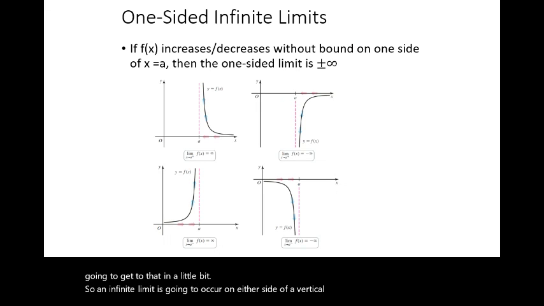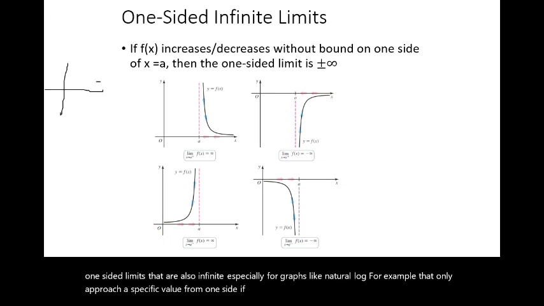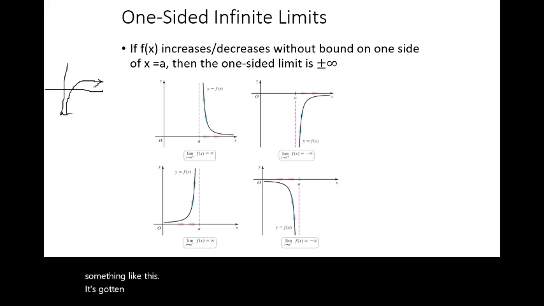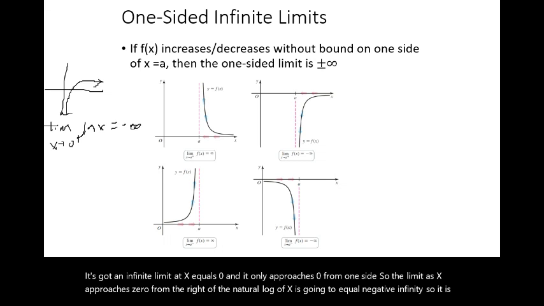Now you can have one-sided limits that are also infinite, especially for graphs like natural log, for example, that only approach a specific value from one side. If you remember the graph of natural log, it looks something like this. It's got an infinite limit at x equals 0, and it only approaches 0 from one side. So the limit as x approaches 0 from the right of the natural log of x is going to equal negative infinity. So it is possible for a one-sided limit to be infinite.